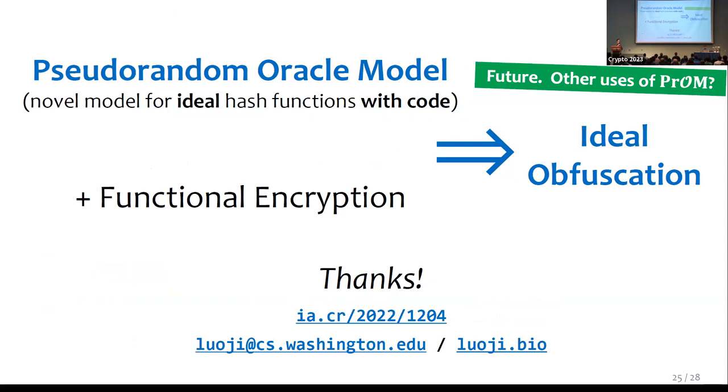Okay, to summarize, we propose a new idealized model for hash functions that captures its code, called the pseudorandom oracle model. And we construct ideal obfuscation in the pseudorandom oracle model, assuming functional encryption. An interesting question for future work is to find more applications of the PROM. And with that, I'll conclude my talk.